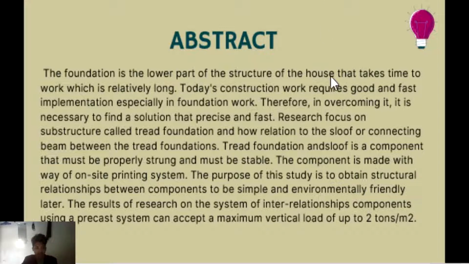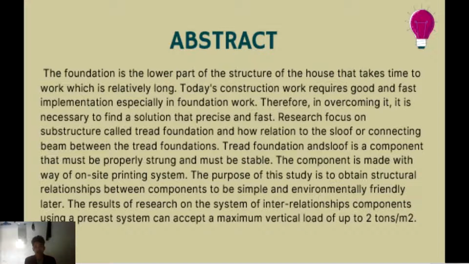Abstract. The foundation is the lower part of the structure of the house that takes time to work with, is relatively long. Today's construction work requires good and fast implementation, especially in foundation work. Therefore, in overcoming it, it is necessary to find a solution. The research focuses on the substructure, the foundation, and how the relation on the slope or connection beam between the foundation and slope is a component that must be properly stored and must be stable.